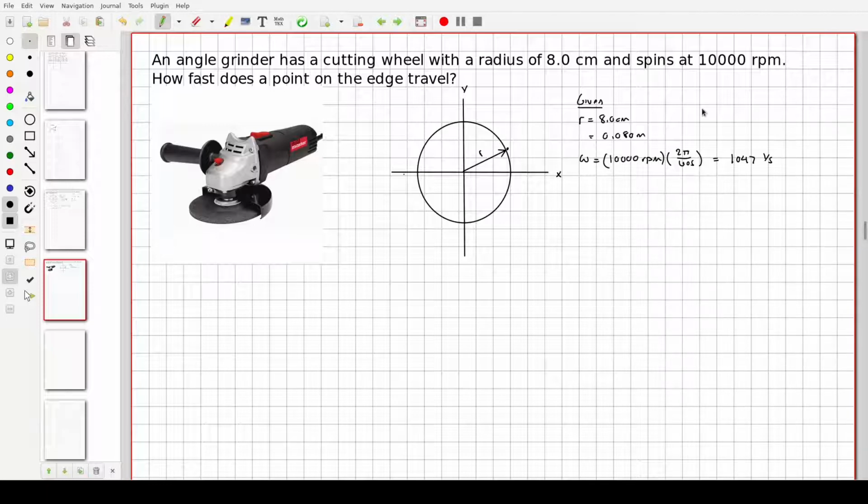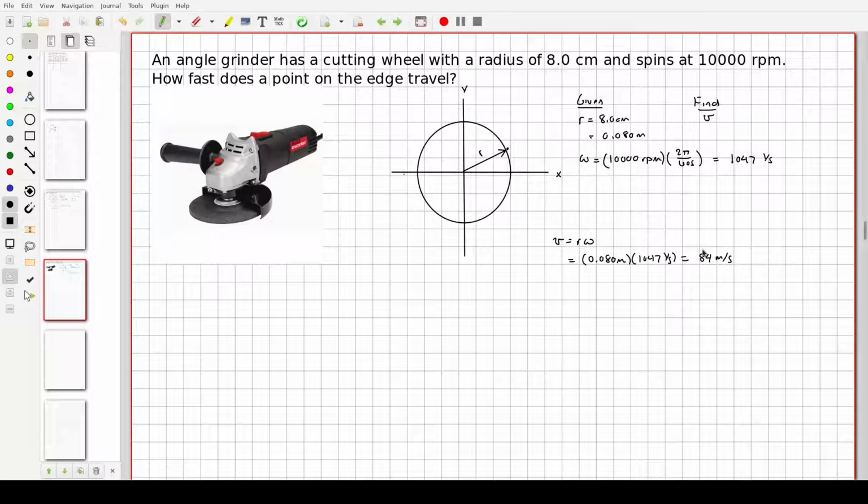Okay, so we want to find the tangential velocity v. So again, v is equal to r times omega. R here is 0.080 meters. Omega is 1047 radians per second. And if you actually do that, that's about 84 meters per second.